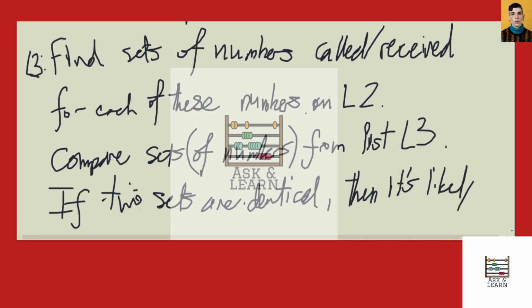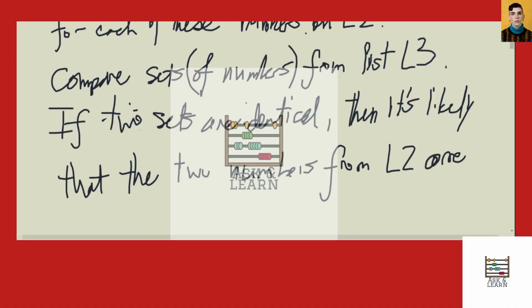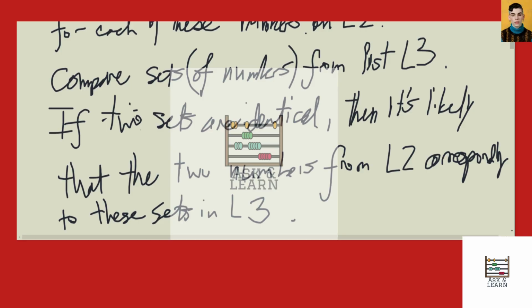So if the 2 sets are identical, then it's likely, but not definite, that the 2 numbers from list 2 corresponding to these sets in list 3 correspond to the same person.